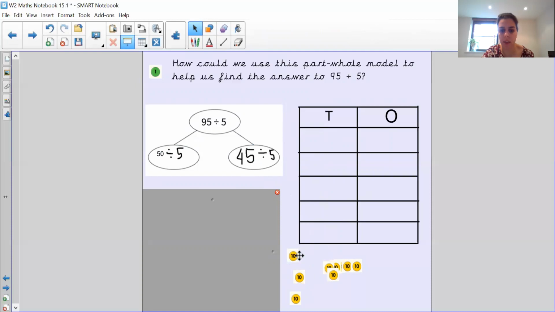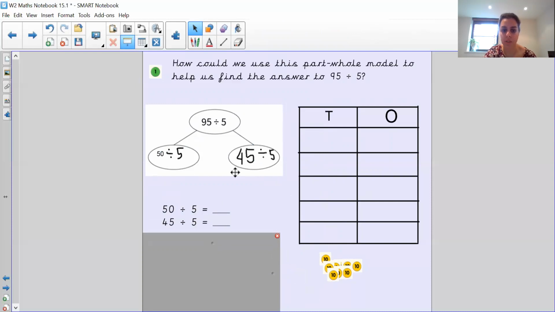Put our 10s down there. Okay, so this is how we're looking at it. We've got 50 divided by 5, which is what we've put over here, 45 divided by 5, which we put over there. And then we can work out our answers.